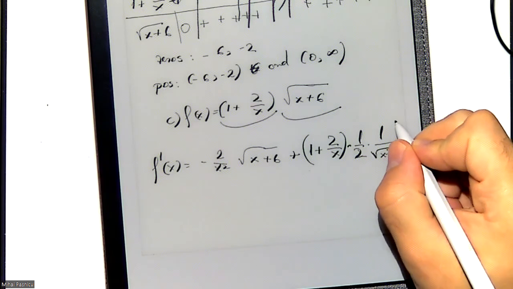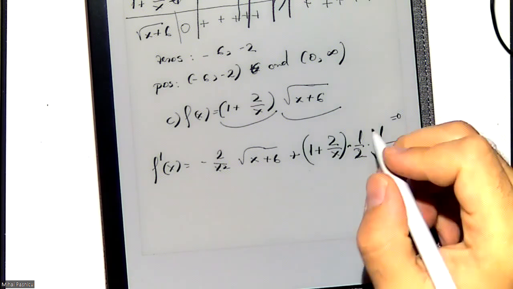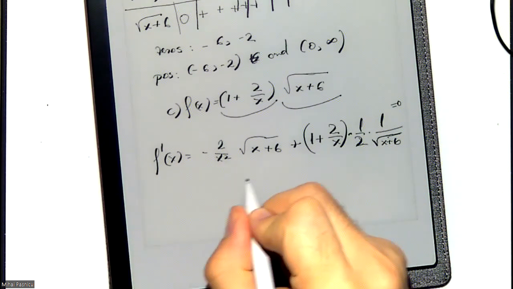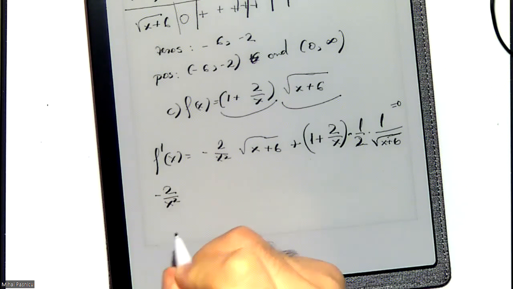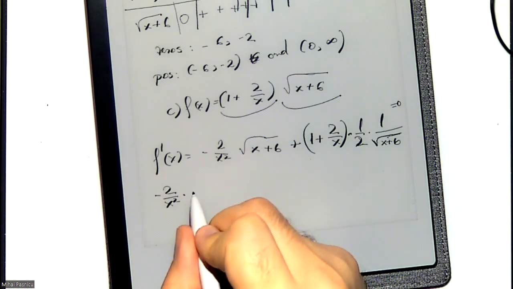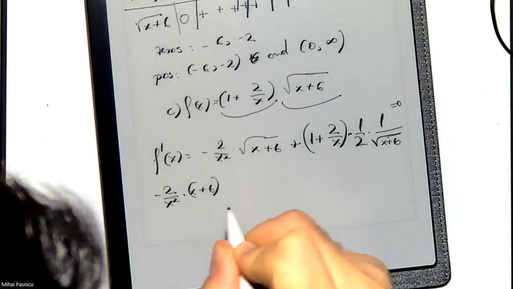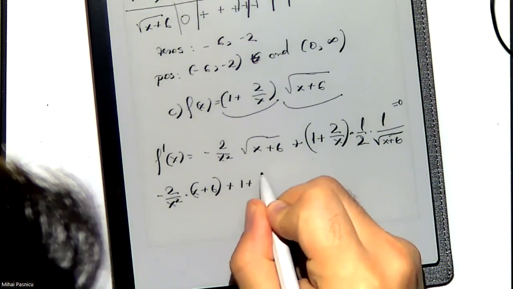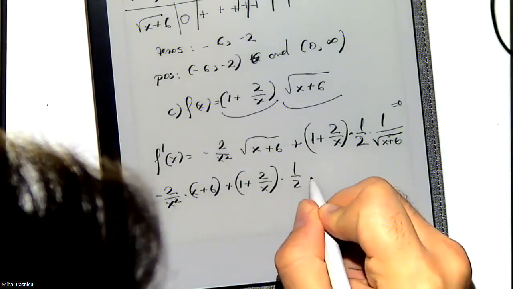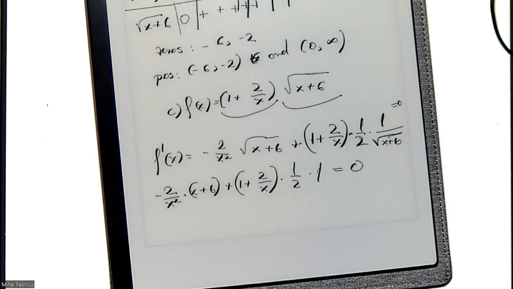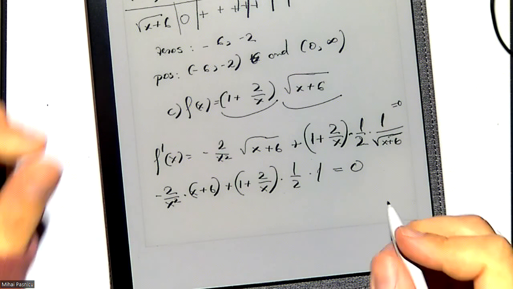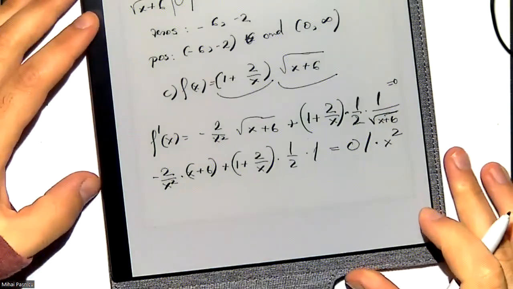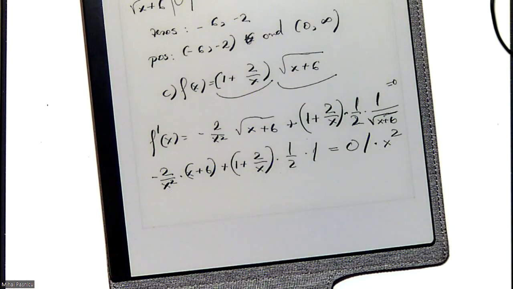Okay, I know this is going to be equal to 0. So what do I do? I just multiply this whole thing by square root of x plus 6. So I get -2 over x squared times x plus 6, plus 1 plus 2 over x, times a half, equals 0. Sure, seems about right. Now I multiply everything with x squared. Taking the derivative, I did it a little bit fast because we're surely running out of time. But again, there's nothing fancy, so this I think you should be able to do.